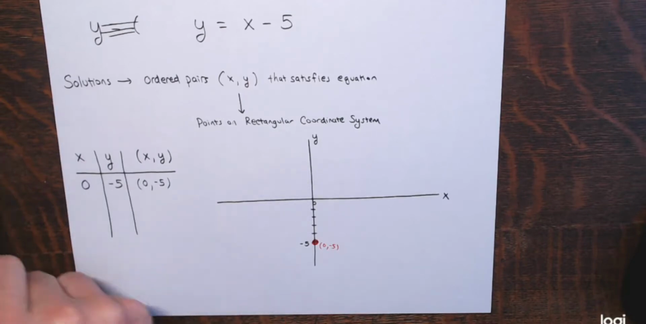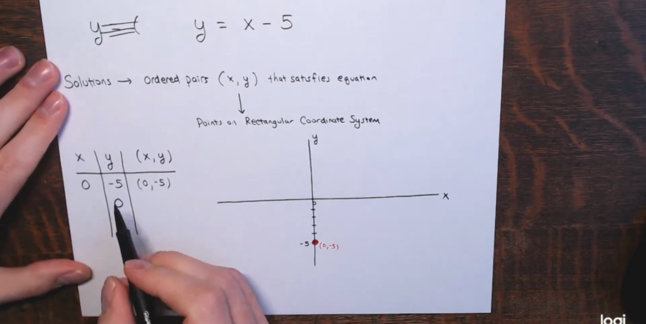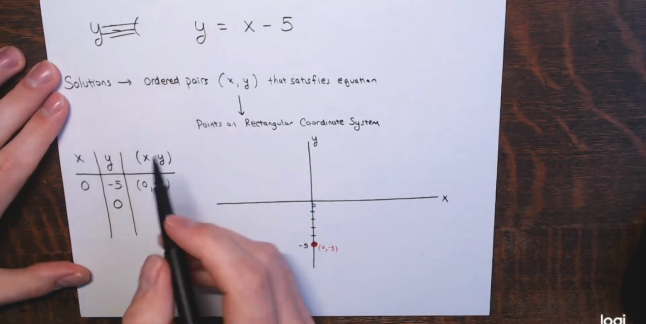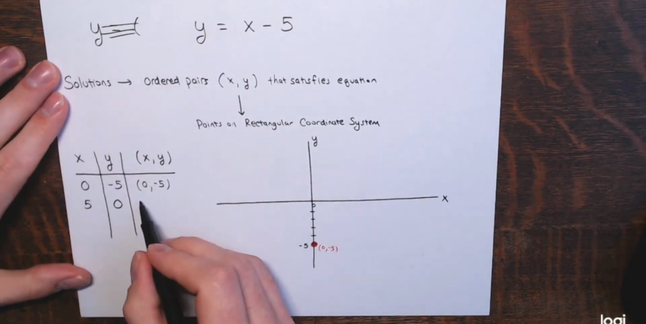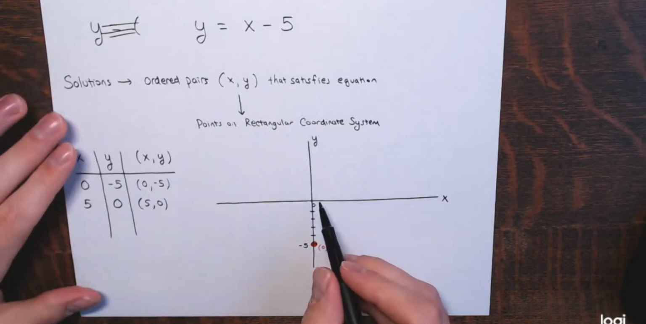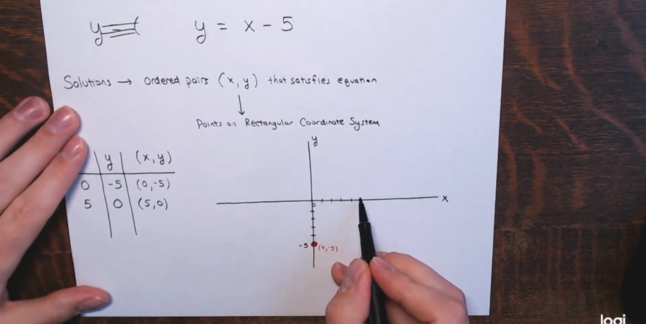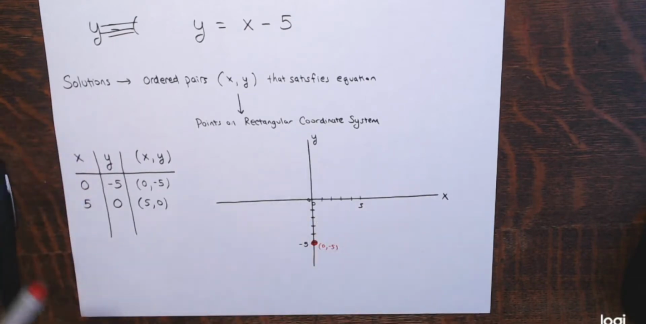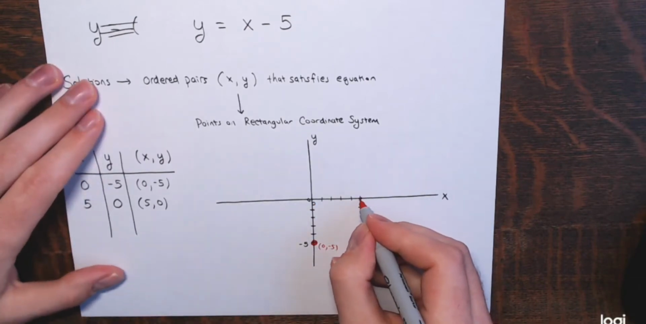Like, what if I put in 0 for y? Then you'd have 0 equals x minus 5. Just add 5 to both sides. X would be positive 5, right? So the ordered pair 5 comma 0 would also be on this graph. So 5 on the x-axis, right? So here's 5 on the x-axis, and then 0 on the y is in the middle, right, where the origin is. And that's this point here.